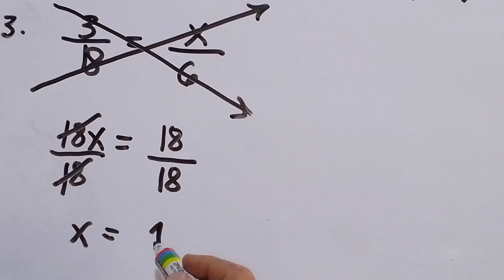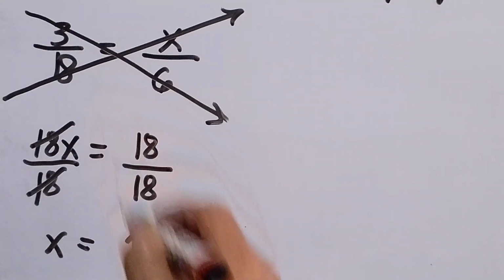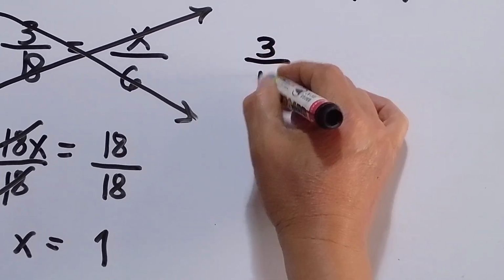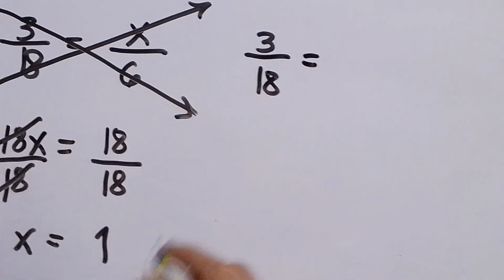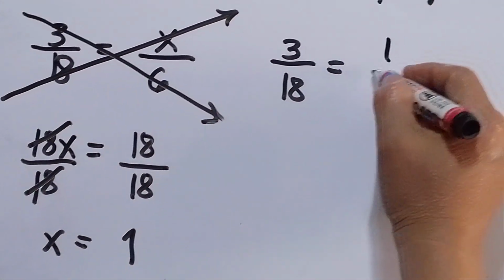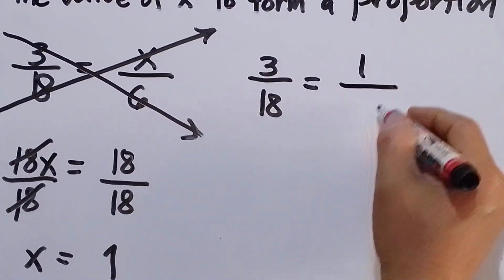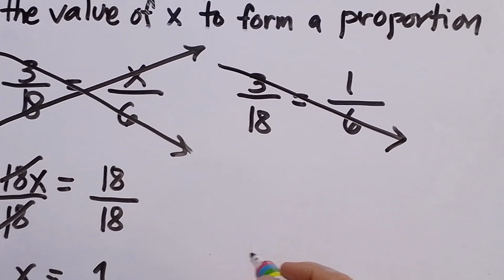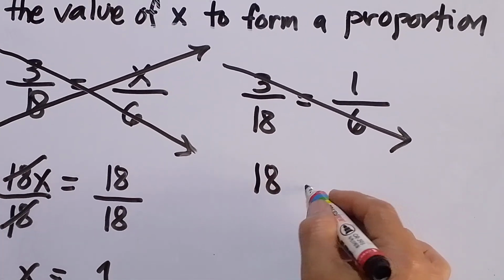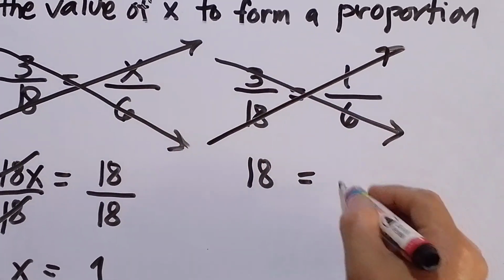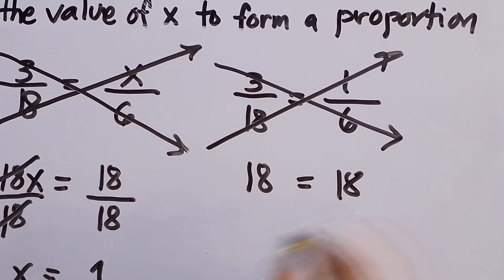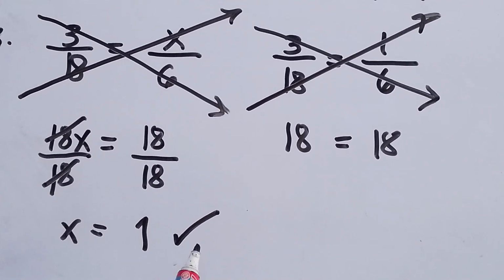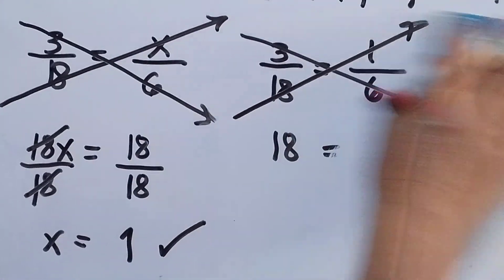Okay, to check this one, we'll go back to the equation and then substitute the value of x in the given. So this is 3 over 18 is equal to x, which is 1 over 6. Then cross multiply. 3 times 6, 18, is equal to 18 times 1 is 18. So since they are equal, meaning number 3 is correct. X is equal to 1. Let's proceed to number 4.